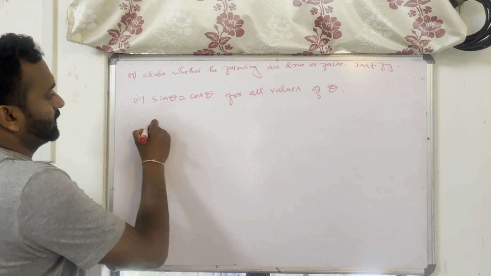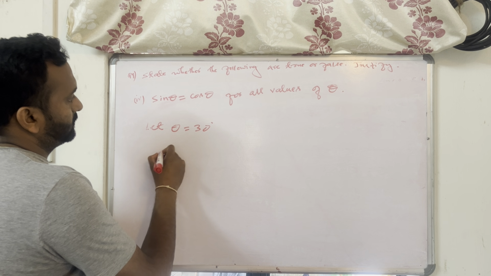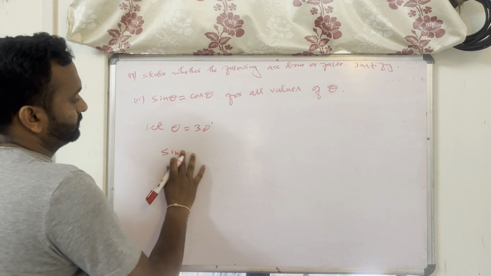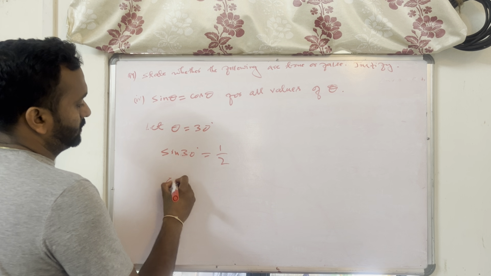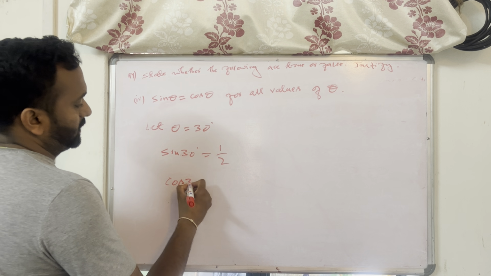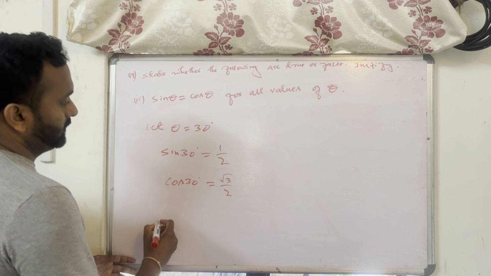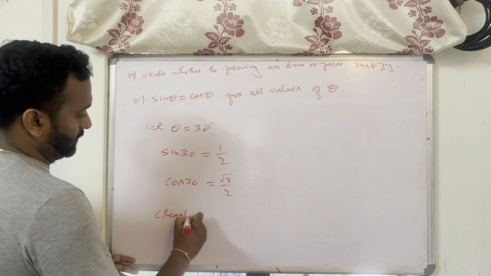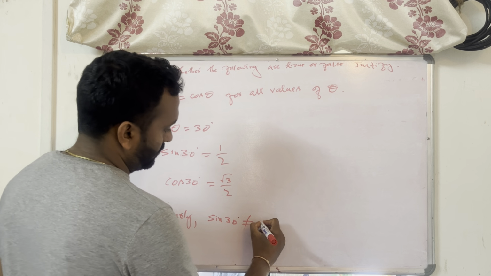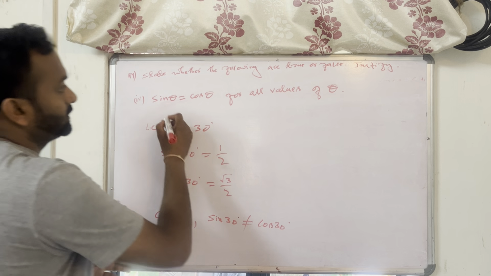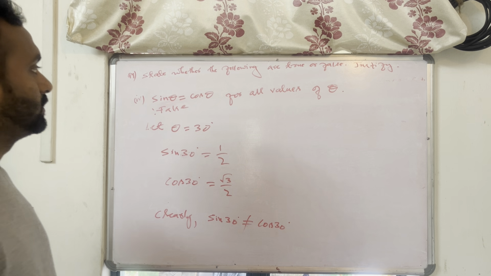You can take any other situation, like let theta equal 30 degrees. Then sin theta, that is sin 30 degrees, will be 1 by 2, and cos 30 degrees will be root 3 by 2. So clearly we can see that sin 30 degrees is not equal to cos 30 degrees, hence it is false. It is false, and this is the justification for that one.